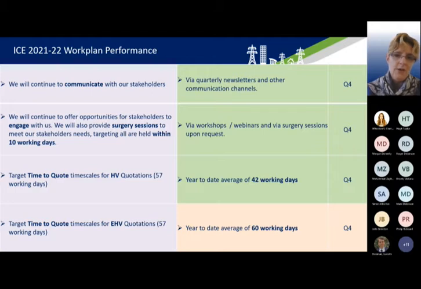And as you can see, we also have metrics on our time to quote for HV and EHV, which are outperforming the guaranteed standards. Now, you can see the one for EHV is showing as amber, and the reason being is we're currently working at 60 working days due to some resourcing constraints, but we are expecting that to be resolved and to bring that back in line before the end of the year.